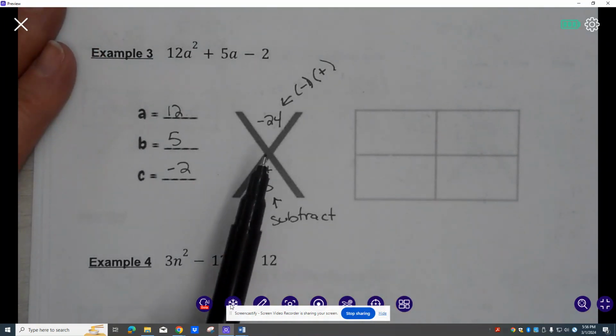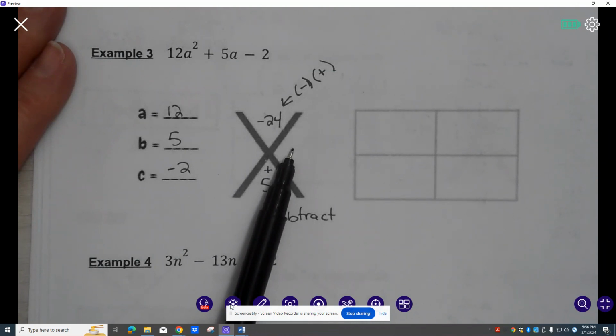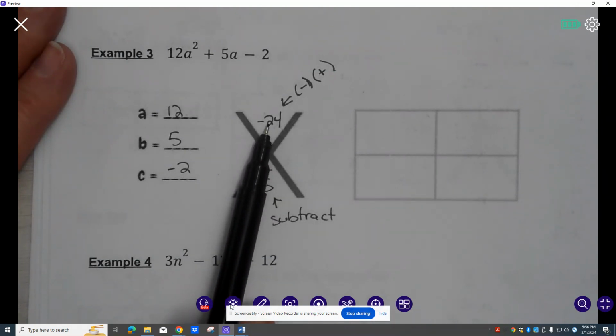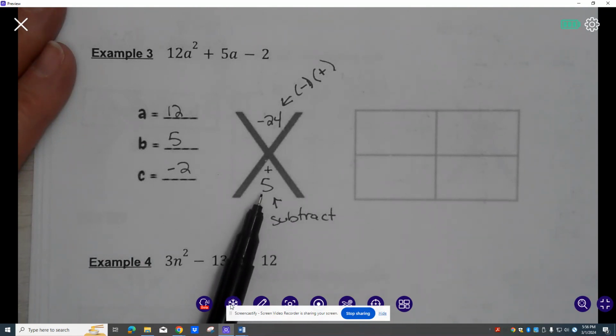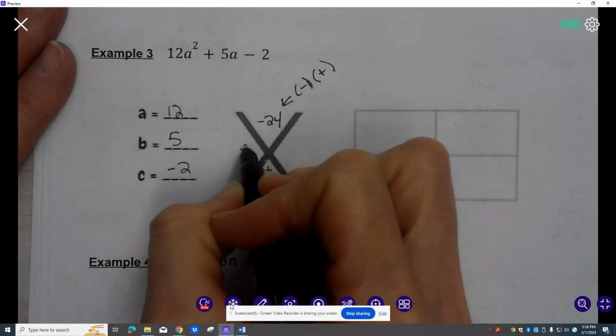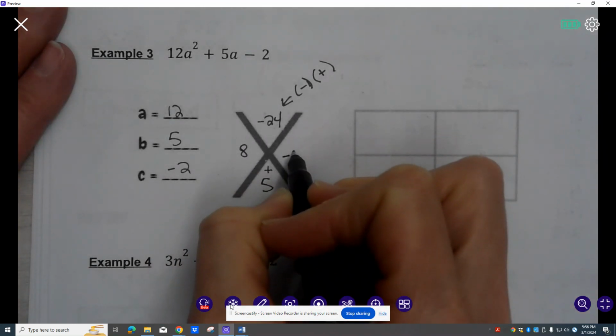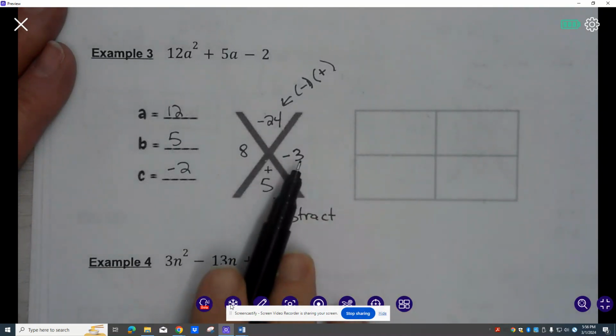So you want to find factors of 24 that multiply to give you 24. That's what a factor is. But subtract to give you 5. So you should do your factors of 24, and one set of factors of 24 are 8 and 3.